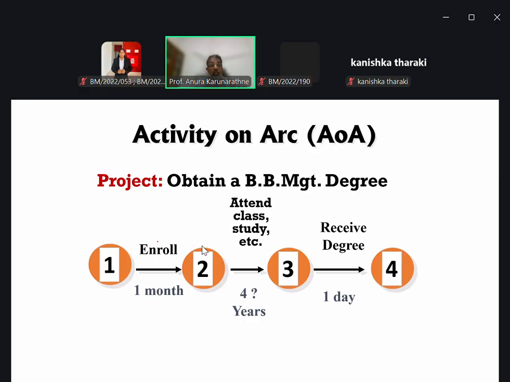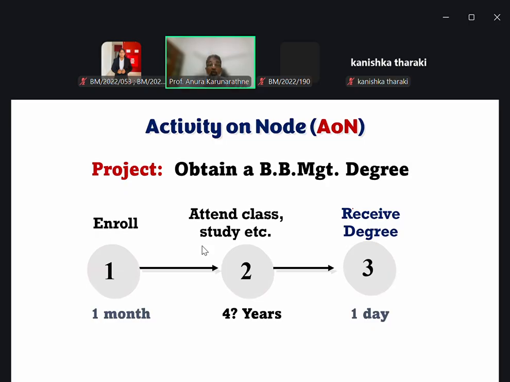You can see the activities: enroll students for a particular program, attending the class, and receiving the degree. All are activities, right? Activity 1, activity 2, activity 3, or activity A, B, C, like that. In AOA, these activities are explained through the arrows. But in the AON method, this is activity 1, activity 2, activity 3, and this arrow is used to indicate the relationship only.